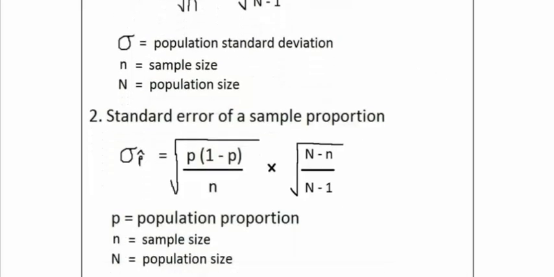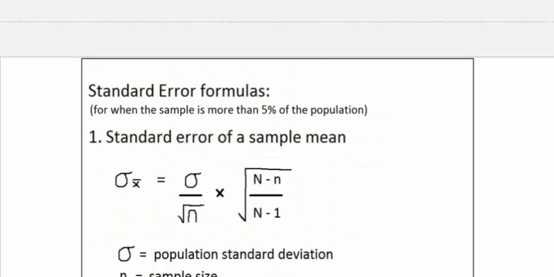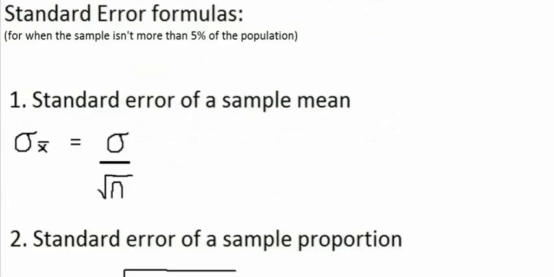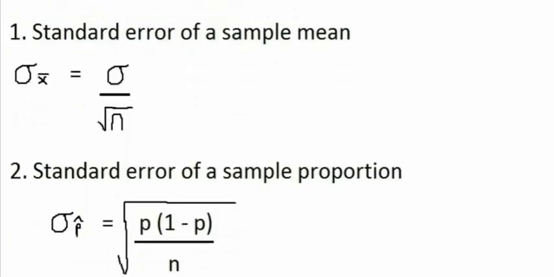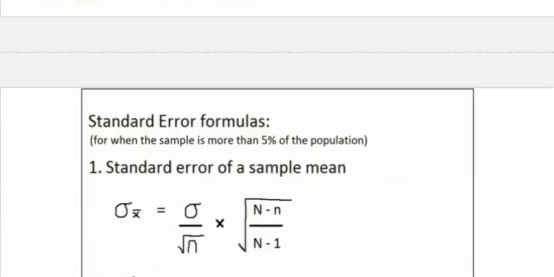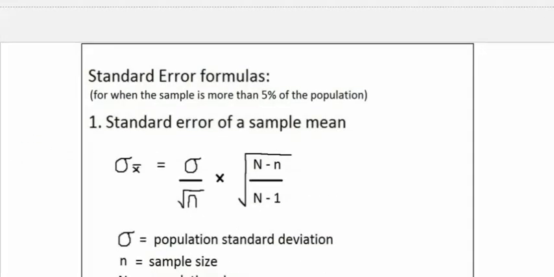So we have four different situations that we'll be practicing. We have sample mean and sample proportion, and we have more than 5% of the population and not more than 5% of the population.